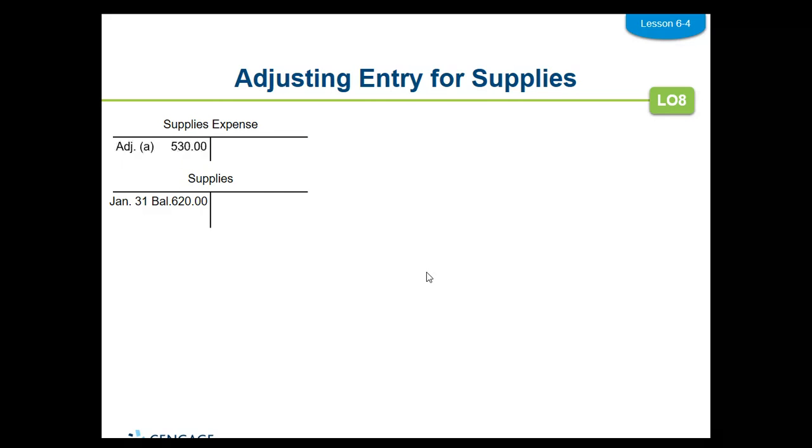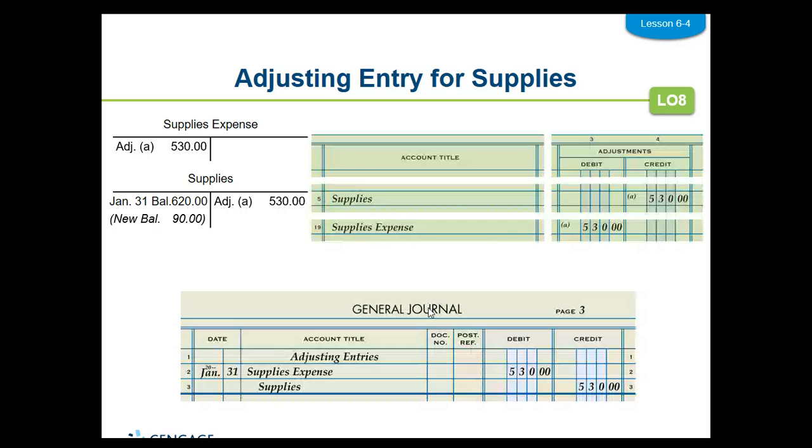So the adjusting entry for supplies, when we did that on the worksheet, we put the amount that had been used up of supplies, credited into supplies in the adjustment column, and the debit part was supplies expense. And we put those A's with it to show that those go together. So all we're doing now is going back to the general journal and we're going to record the transaction.